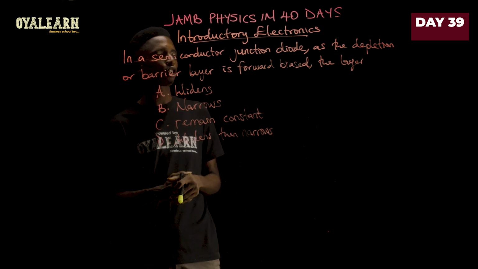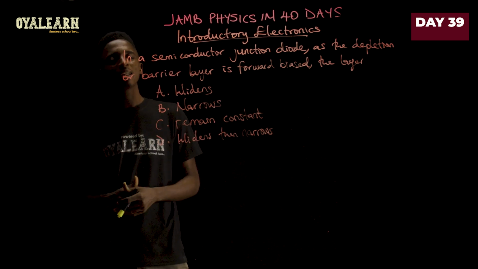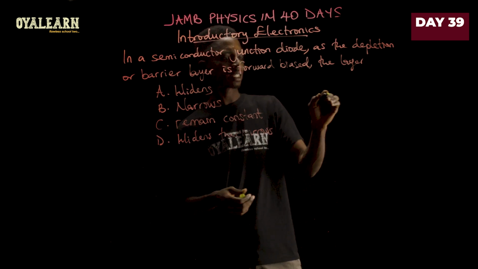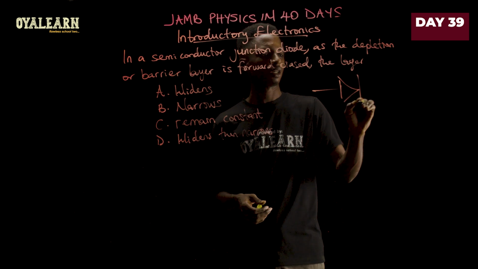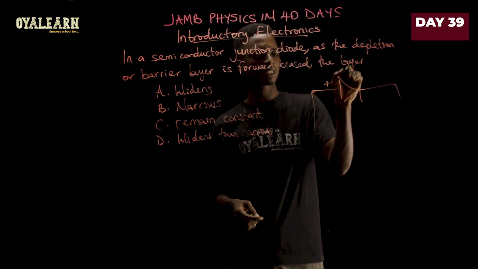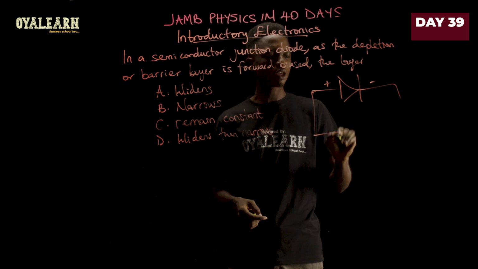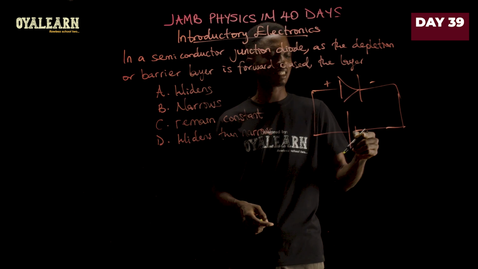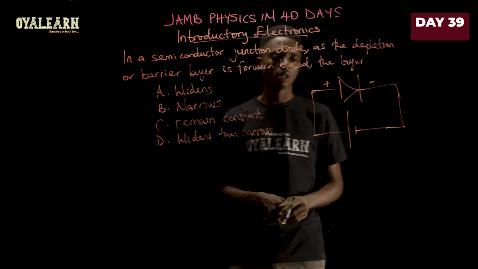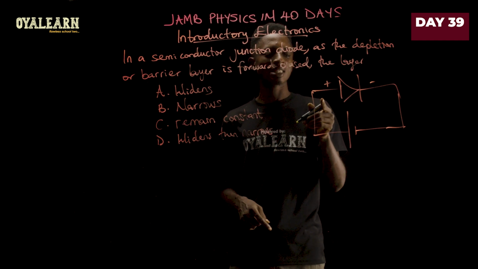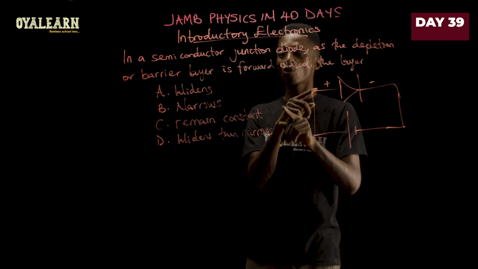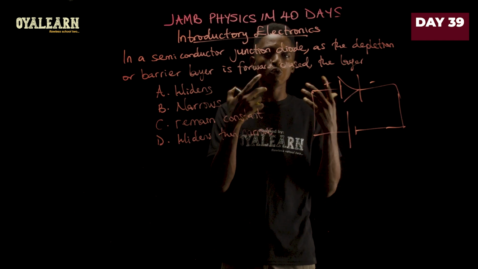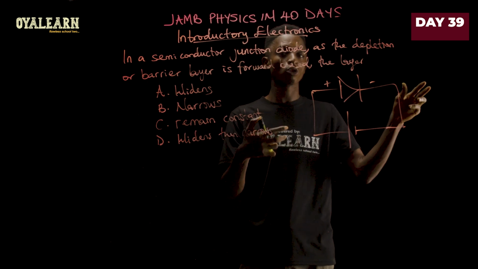In a semiconductor junction diode, as the depletion layer or barrier layer is forward biased, the layer, now when we say forward bias, it means you have your diode. Remember, this is the positive side of the diode and this is the negative side. So when you connect the positive side to the positive terminal of your cell and the negative terminal to the negative side of the diode. Now what this means is that, remember that a diode actually allows current to flow only in one direction. So when it's forward biased, it will act more as a conductor, allowing current to flow easily.